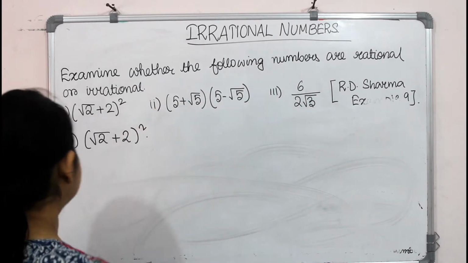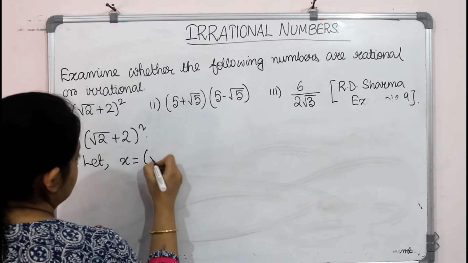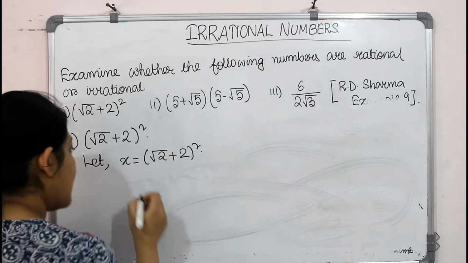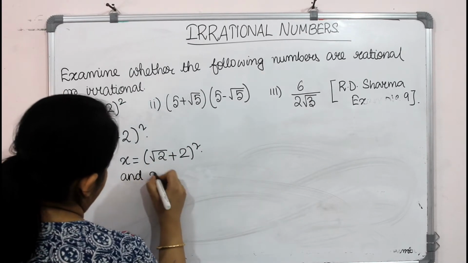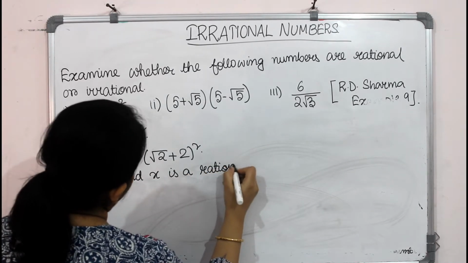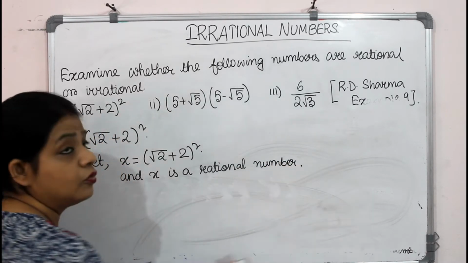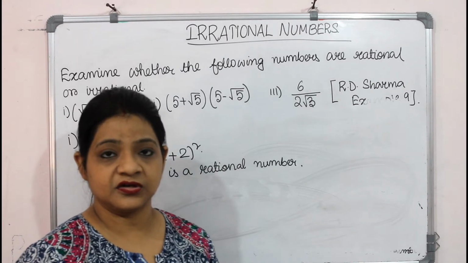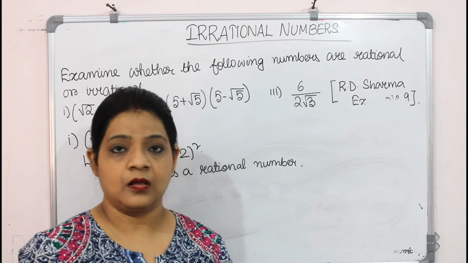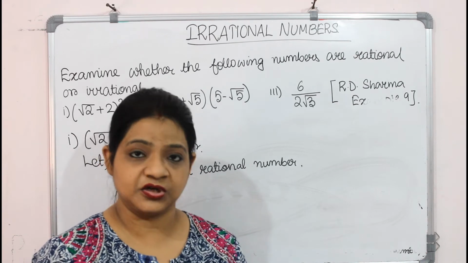Okay, so for that let us assume that we consider x equal to (root 2 + 2) whole square, and let us consider x is a rational number. We don't know whether it is rational or irrational. We have to judge whether this is rational or irrational. But for the time being, we have considered x as a rational number.